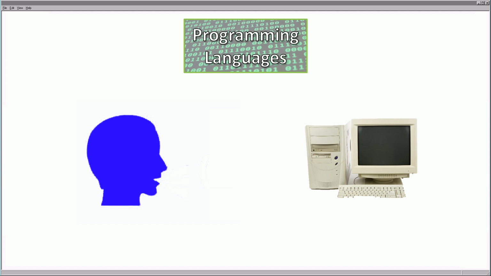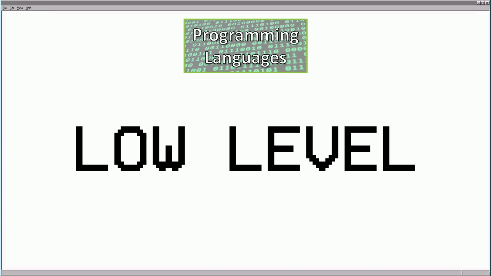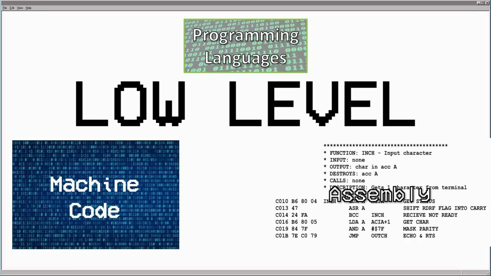Now, there's a lot of programming languages out there, and you can usually classify them into two major categories. The first one is low-level languages. Now, a low-level language is as close as you can get to the hardware. The way you can think about this, and two of the major ones that we use, is called machine code and assembly. Your processor only understands zeros and ones, on and off. It only understands binary code. Machine code is binary code.